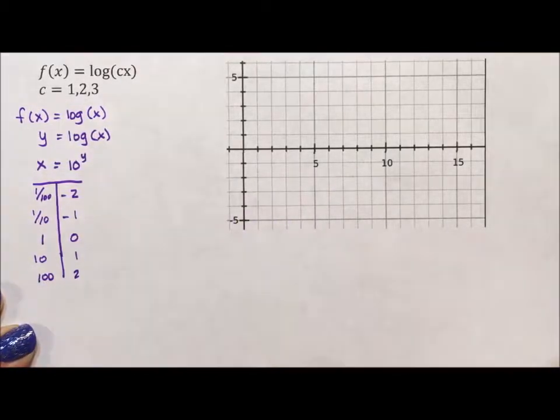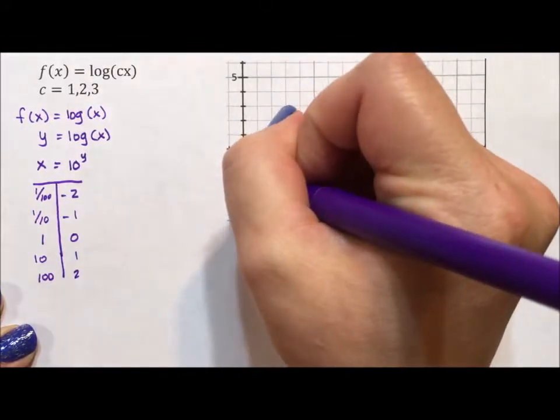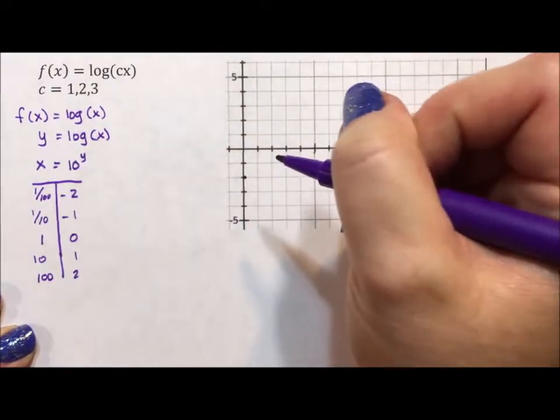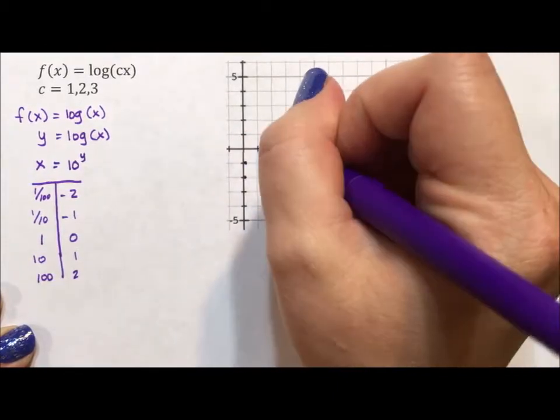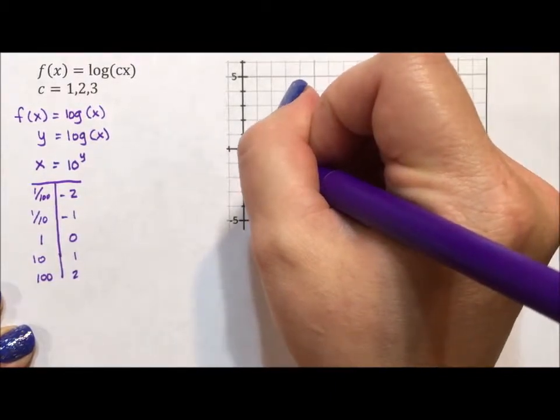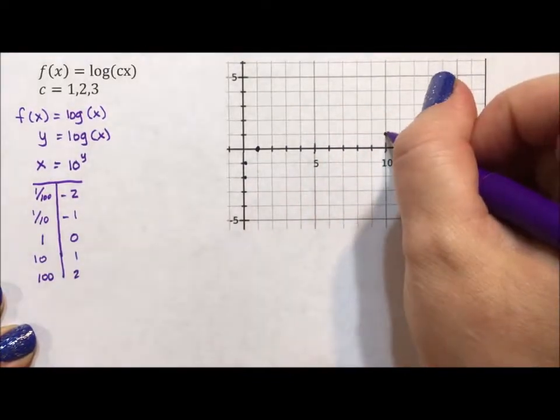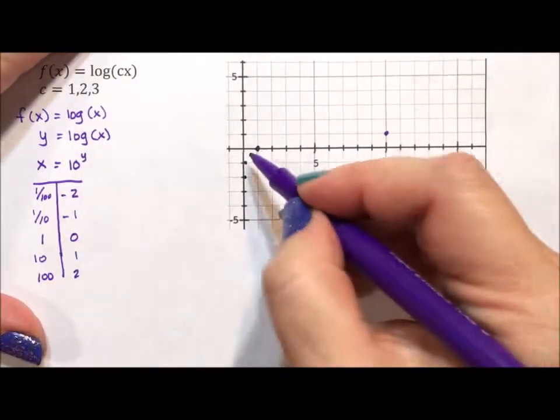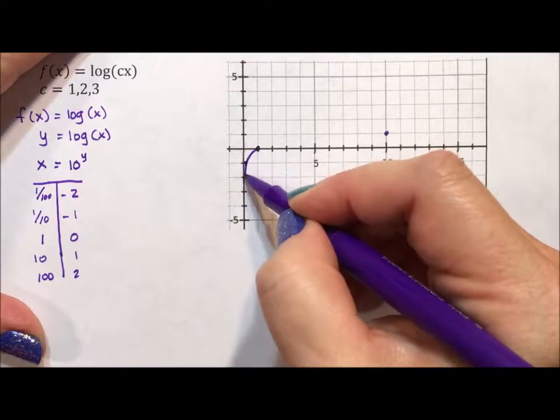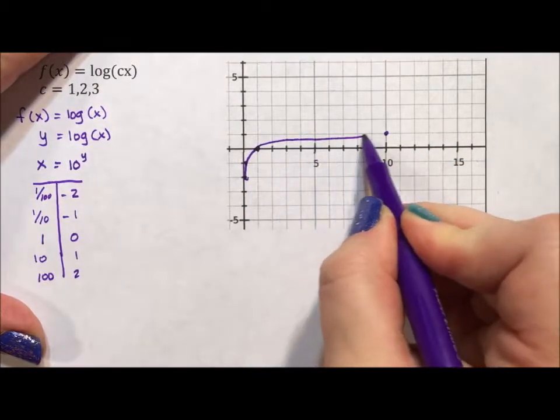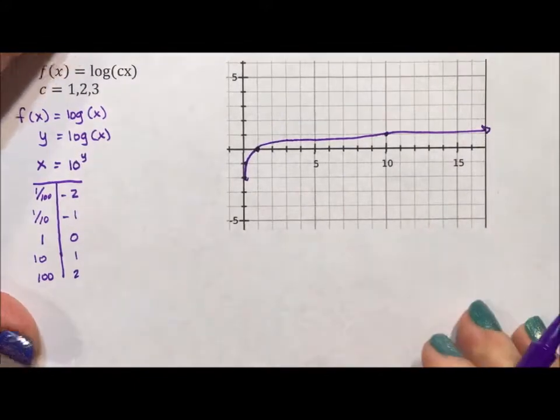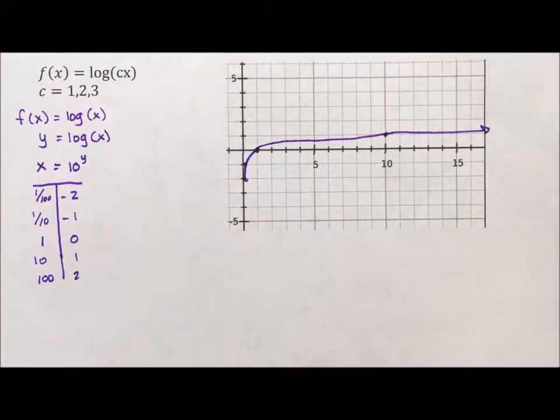All right, and then we graph it. -2, 1 100th, that's right off the line. -1, 1/10 is still right off the line. 1, 0, 10, 1, and we can see how we still have our logarithmic curve. And we have this smooth growing line.